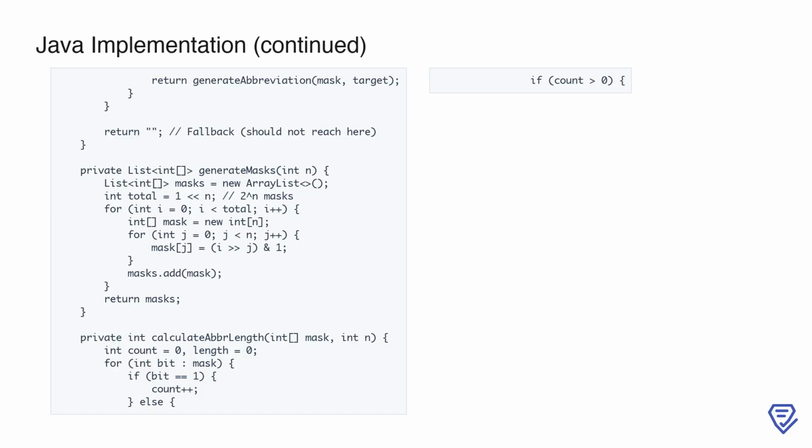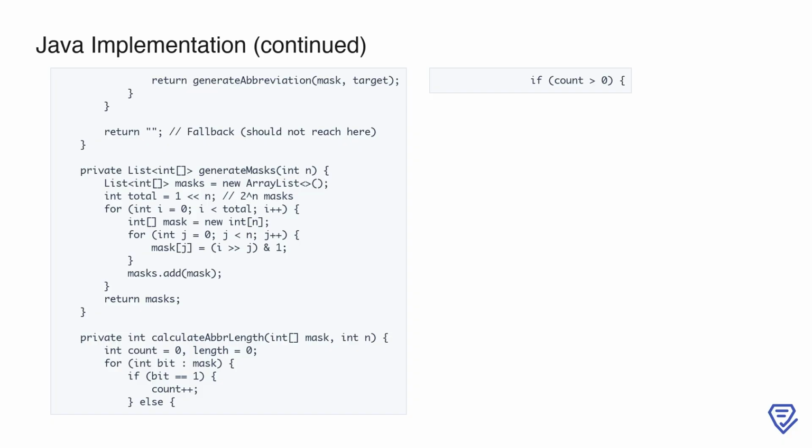Moving on, the generateMasks helper function is defined to create all possible bit masks for the target word. These bit masks are binary representations where each bit indicates whether a character in the target word should be included as is, 0, or replaced by a number in the abbreviation, 1. To achieve this, we utilize a nested loop. The outer loop iterates through all potential mask combinations from 0 to 2 to the power of n minus 1, where n is the length of the target word. The inner loop converts each integer into its binary representation and populates the mask array. Once all masks are generated, they are returned as a list.